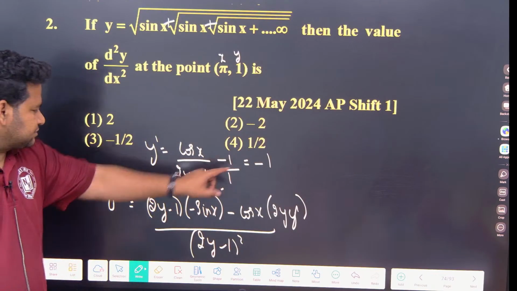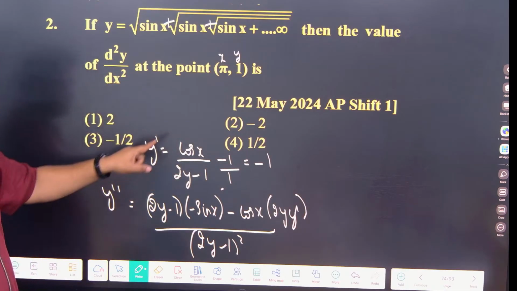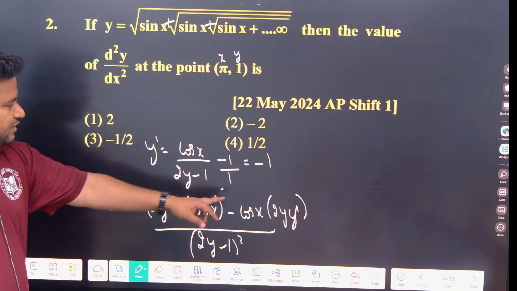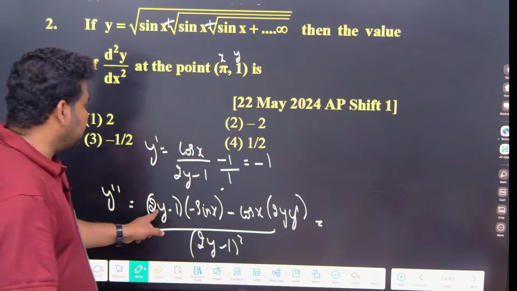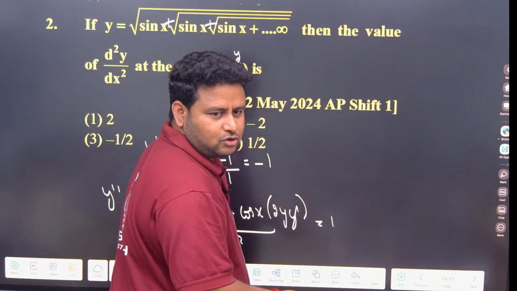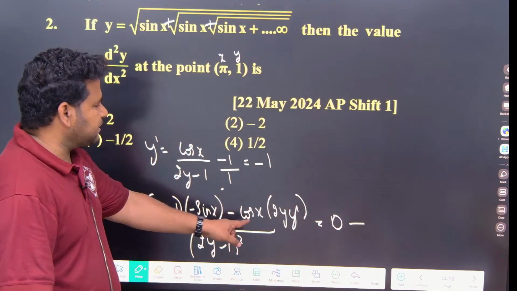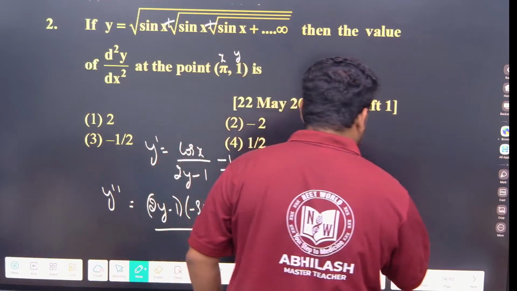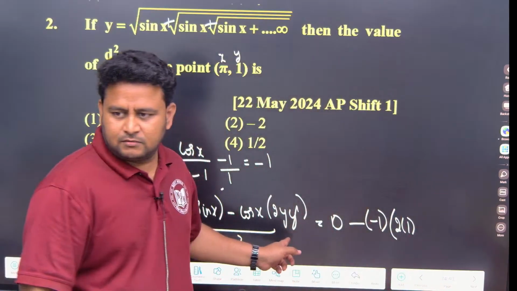Now y dash we got as minus 1. For y double dash at pi comma 1, wherever y is there put 1, wherever x is there put pi, and wherever y dash is there put minus 1. So you will get 2 minus 1 is 1, but sin pi is 0, so this becomes 0 minus cos pi, which is minus 1, into 2y, which is 2 into 1, and y dash.